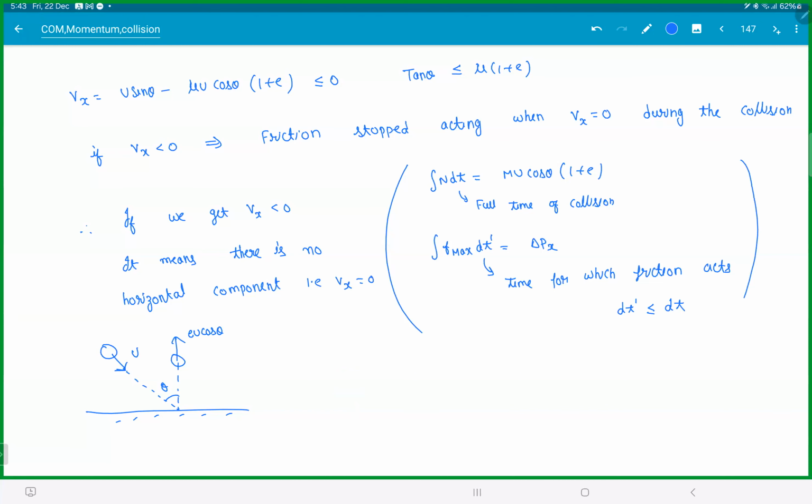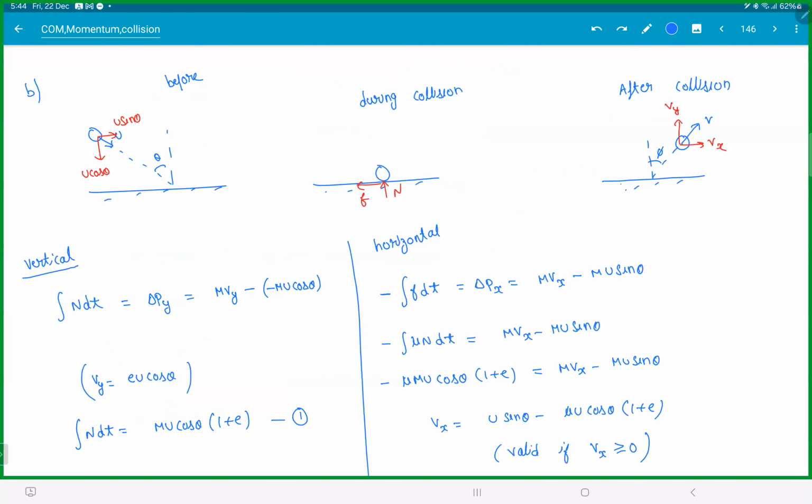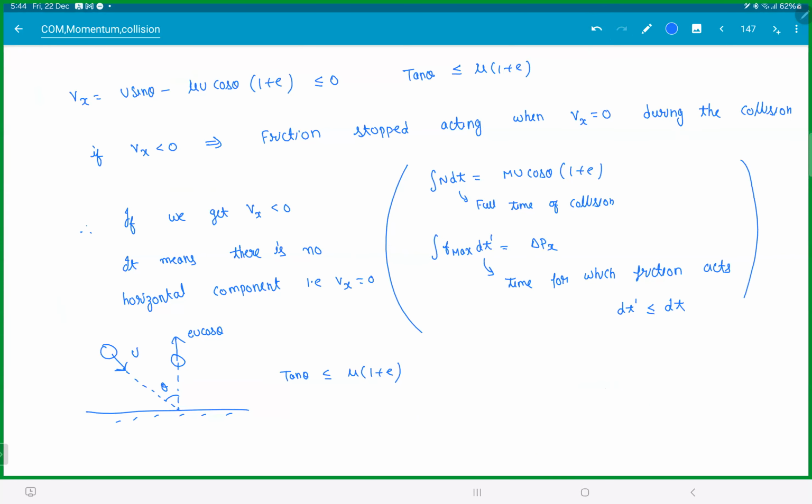This happens when tan theta is less than or equal to mu into (1 plus e). This second part is the most important thing. What if Vx is less than 0? Some people even figure out till here, but then they don't realize Vx can't be negative. If Vx came negative, it implies friction actually stopped acting at dt dash, but you thought friction was acting for dt and solved. It means friction continued to act even when Vx became 0.